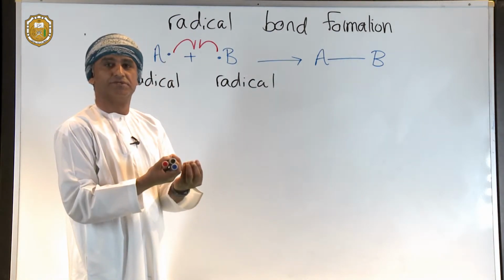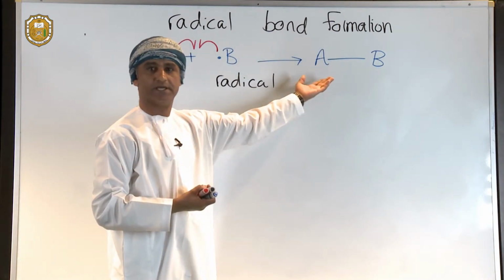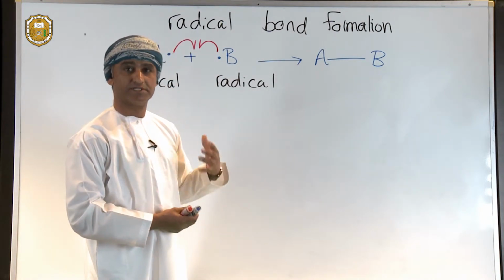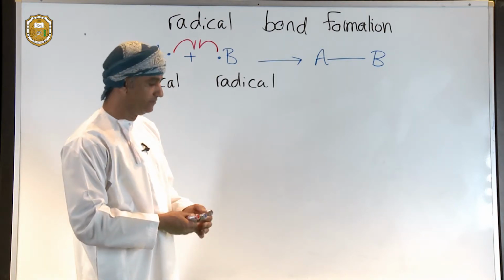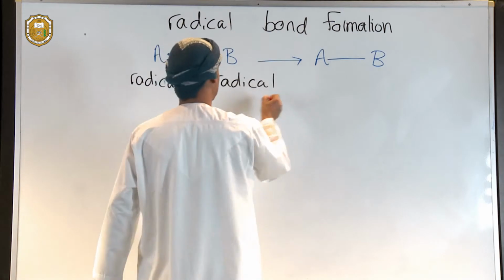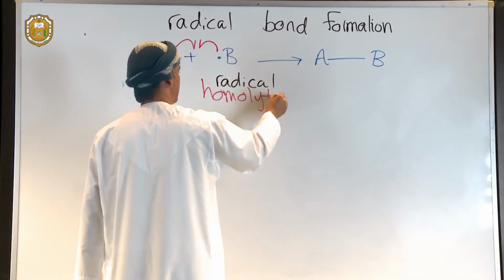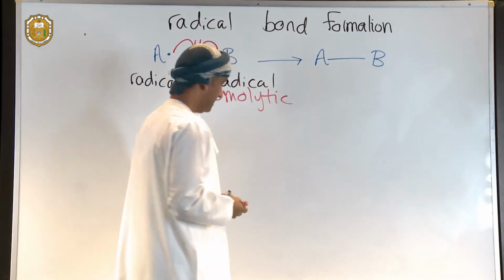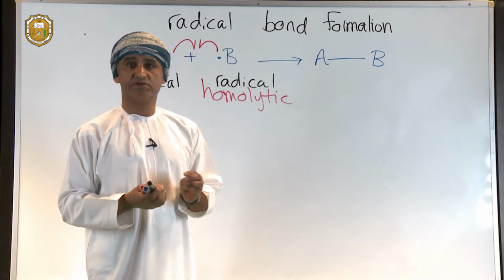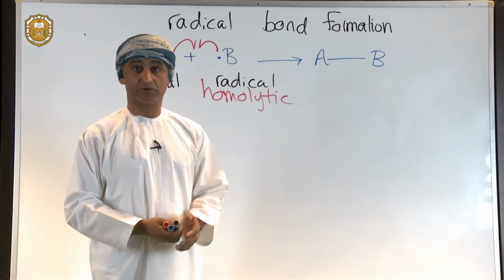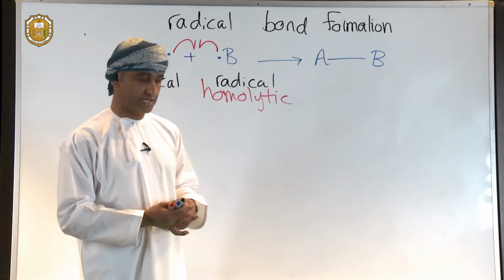The two electrons unite to make a covalent bond. That's the new bond between A and B. So this is a radical type reaction or homolytic bond formation reaction. But radical reactions constitute a minority of organic reactions. Organic reactions are vastly polar type reactions.